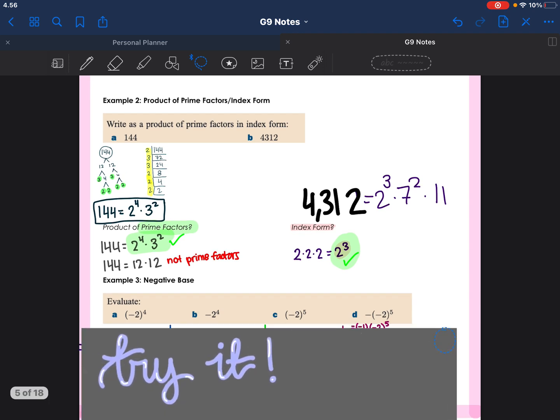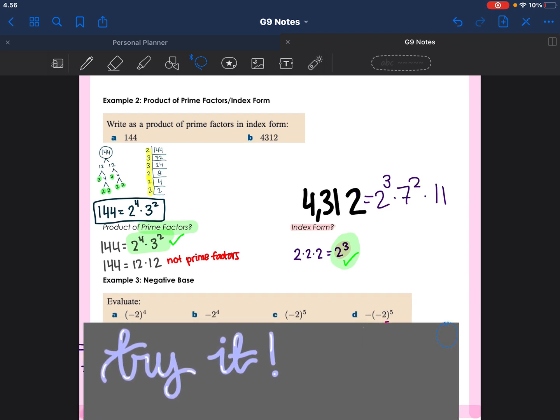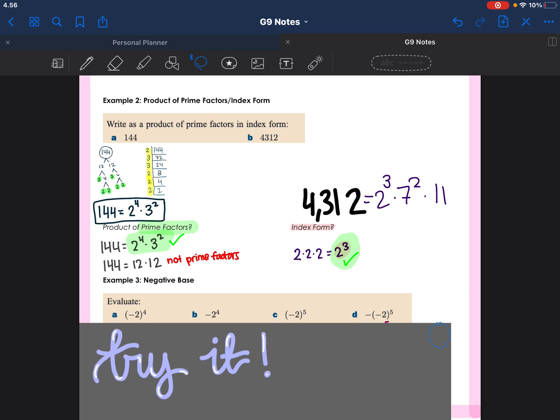Okay, so I want you guys to attempt these four examples. So we have negative bases. They all look kind of similar, but they have different placement of the parentheses. So I want you guys to try them out.